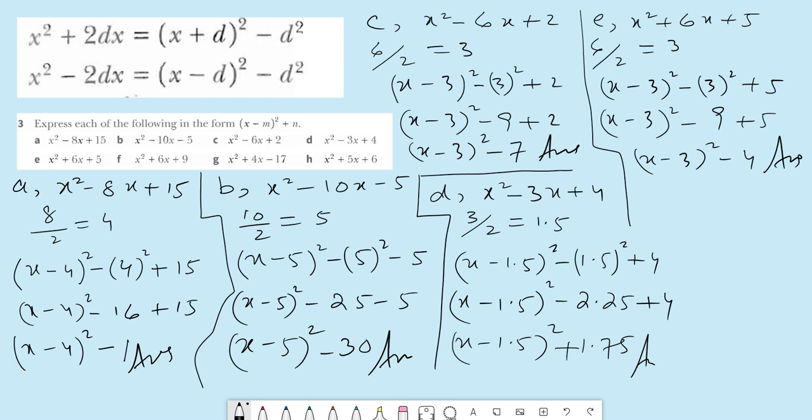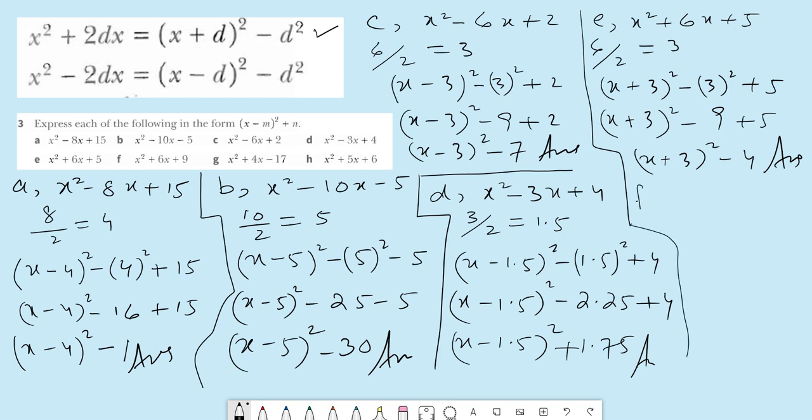x minus 3 square, sorry. Because the question is in plus form, x square plus 6, so we have to put plus sign over here. We are using this result number 1. So final answer is x plus 3 whole square minus 4. Hope you understand. Come to part F.